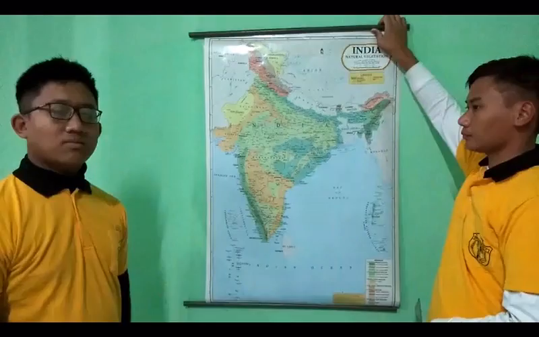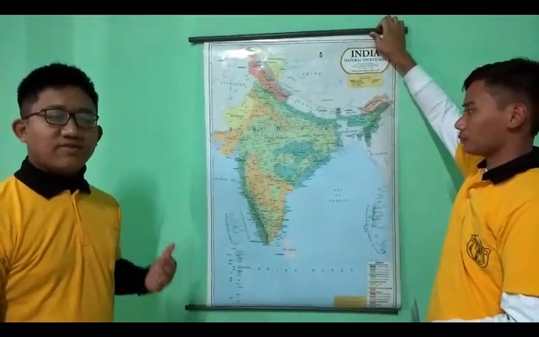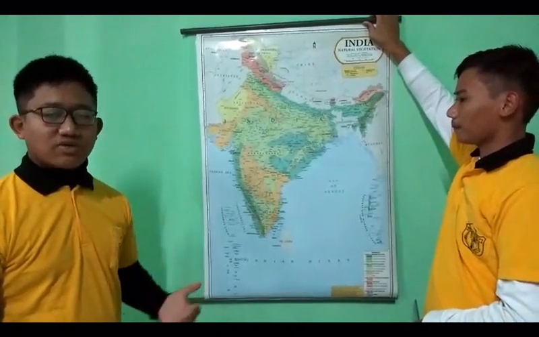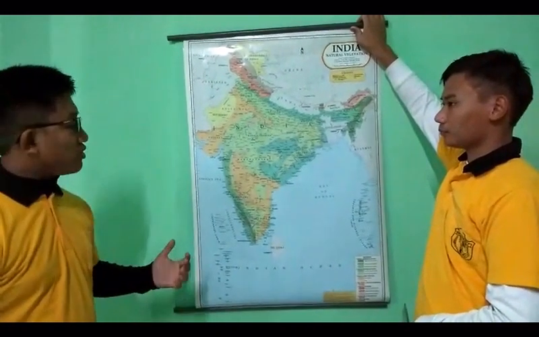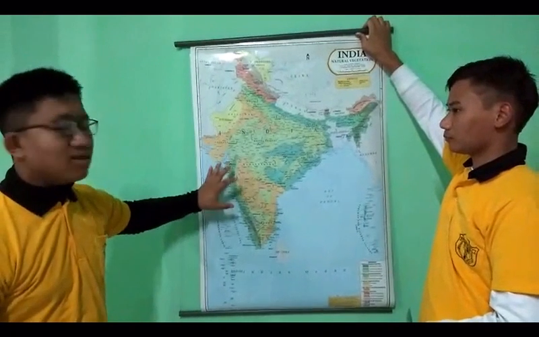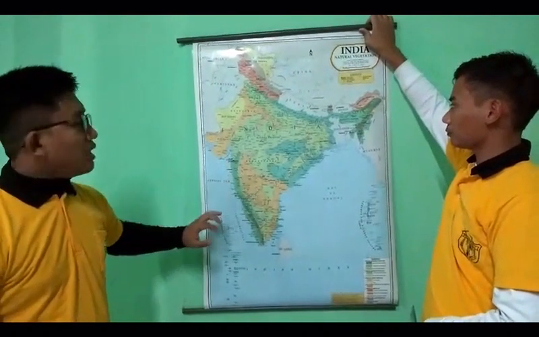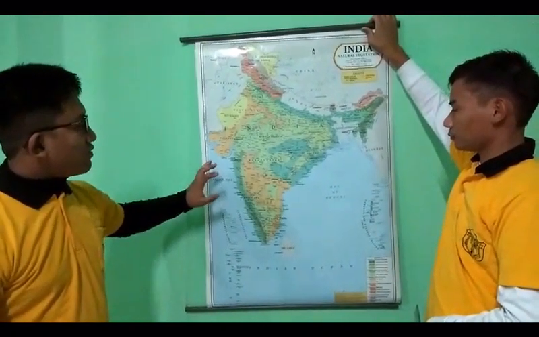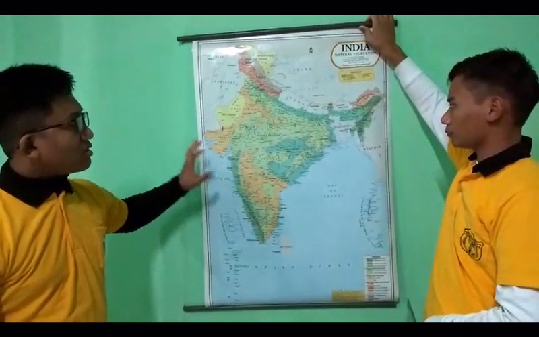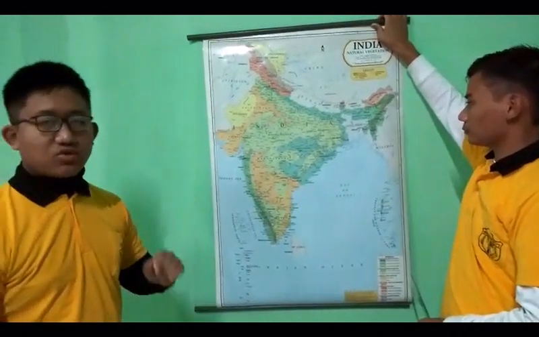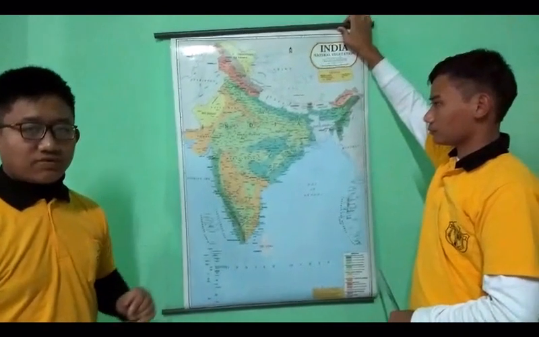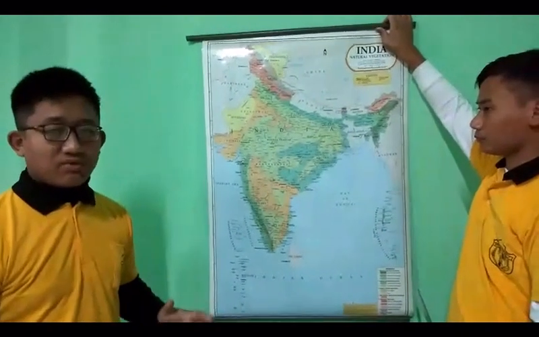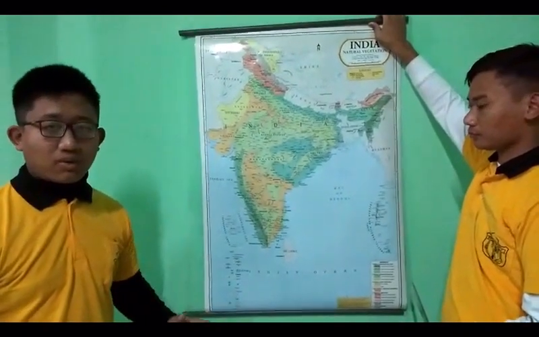And the topic that we are going to talk about today is the natural vegetation of our country, India. Our country, India, has a very vast and diverse natural vegetation, which constitutes almost 23% of the entire land area of our nation. The types of natural vegetation that can be found are the tropical evergreen forest, the tropical deciduous forest, the tropical thorny forest, and many other types of vegetation which we are going to talk about now.